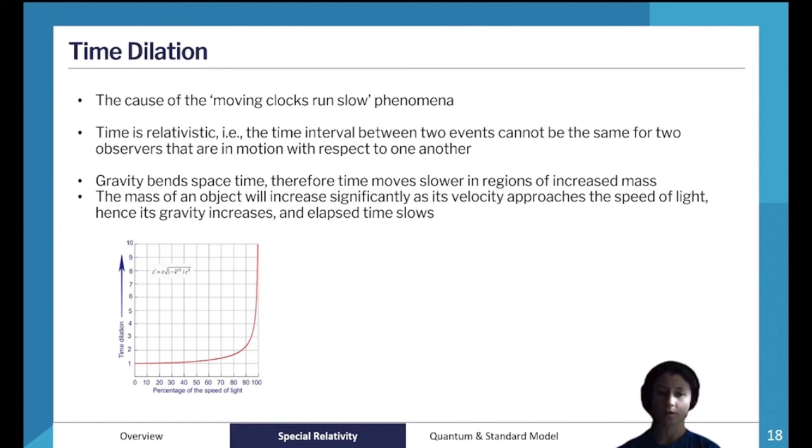So, time is relativistic. What that means is that the interval between two events cannot be the same for two observers that are in motion with respect to one another. So as long as you have two inertial observers, where neither is accelerating, and they're moving with respect to each other, the time that they measure will not be the same.